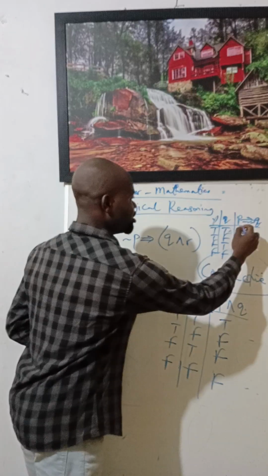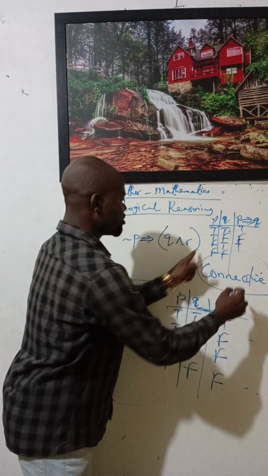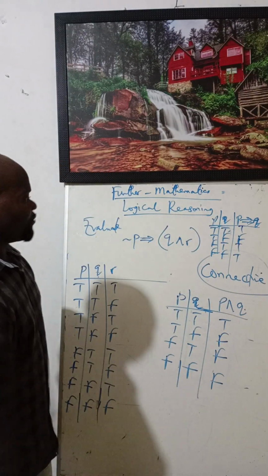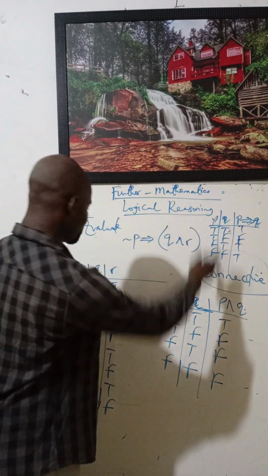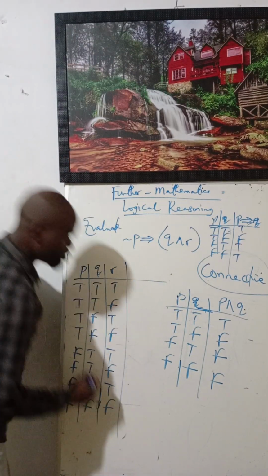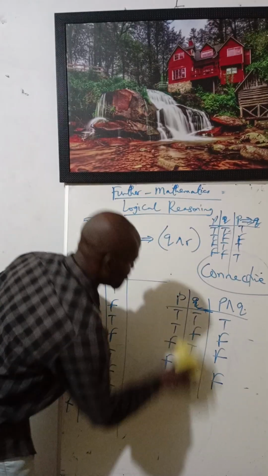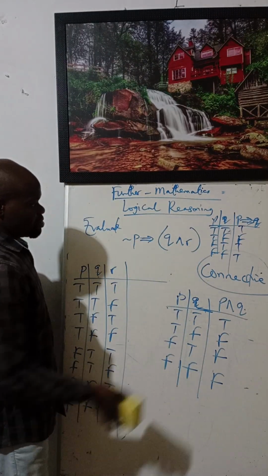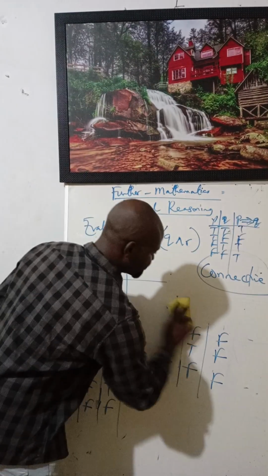So TT is true. FT is true. FF is true. That's the rule for it. Now let's apply the two in this question. You can just screenshot this.